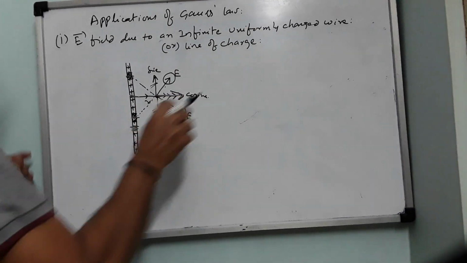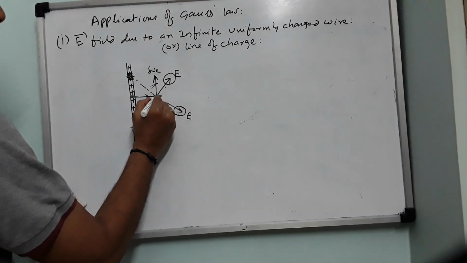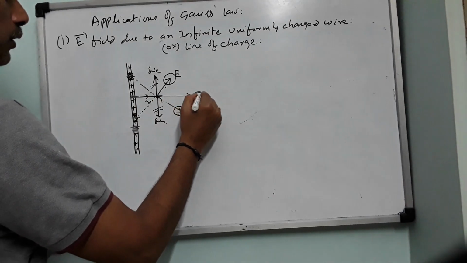Now instead of all these cosine components, I can write a single electric field which is the addition of all the cosine components. So this is E.